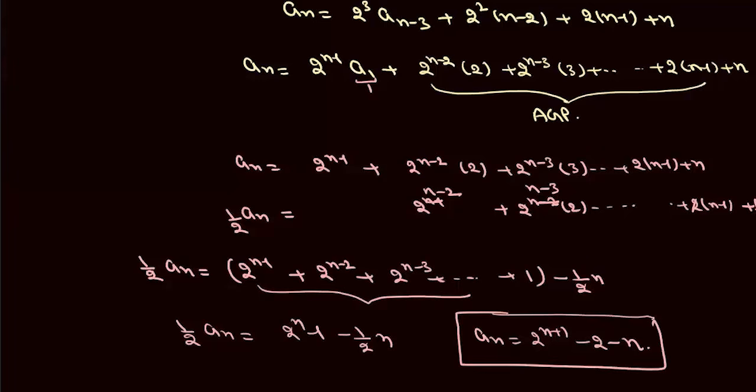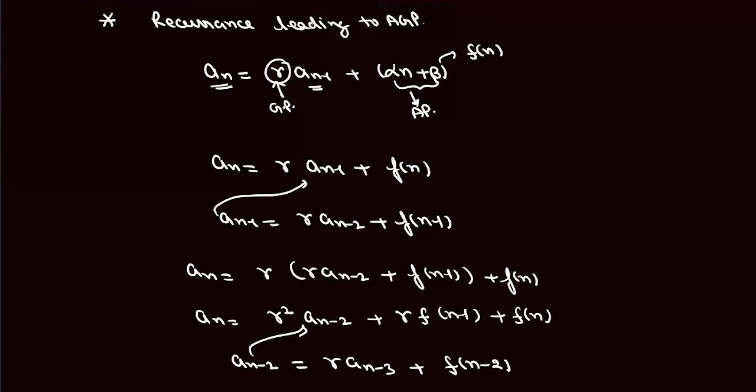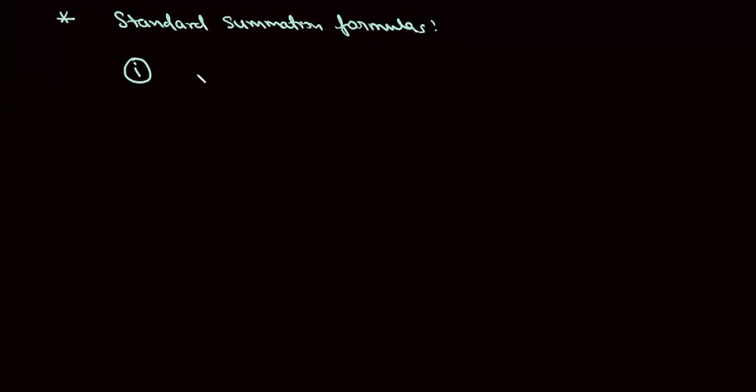So this is how we connect AGP to the recurrence relation of the type A(n) equals r A(n-1) plus alpha n plus beta, where this r will correspond to the GP and this linear part will correspond to the AP. And the first formula is this summation, r varies from 1 to n, summation 1. Now this is simply the summation of a constant, and we know that this is 1 into n, so it'll be simply n.